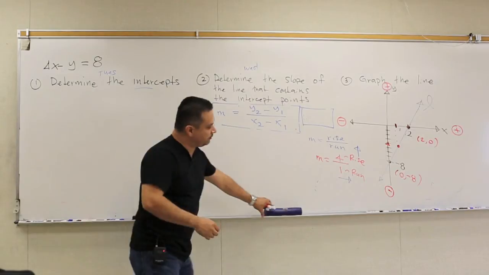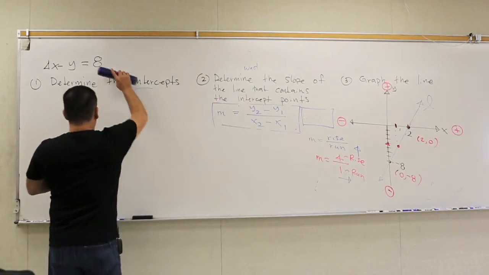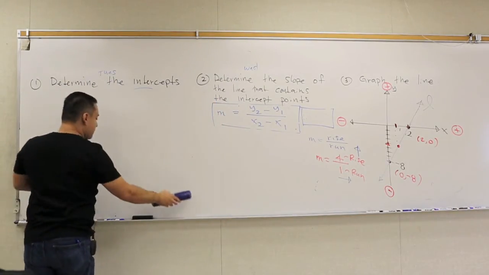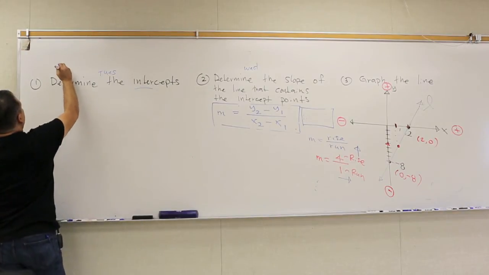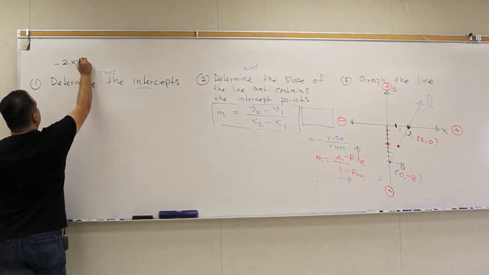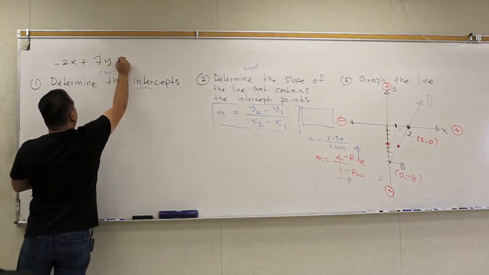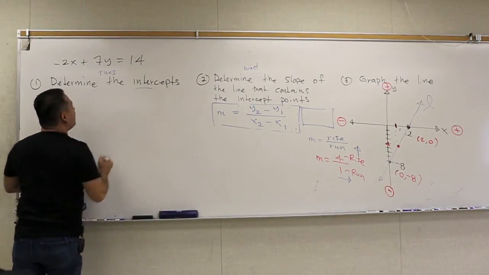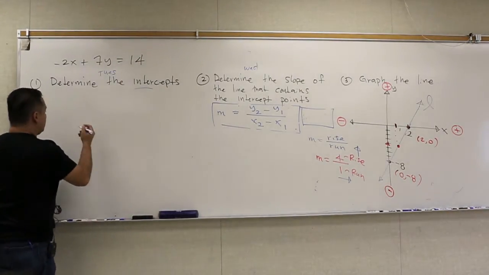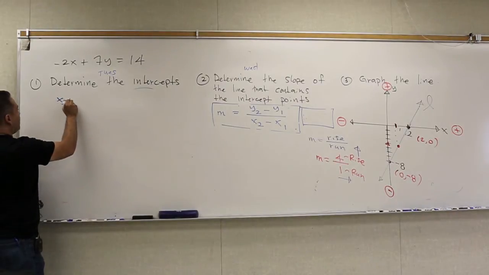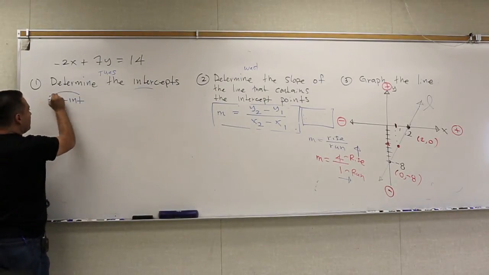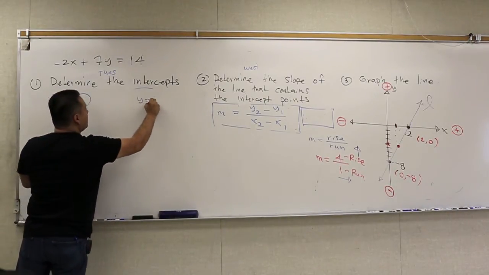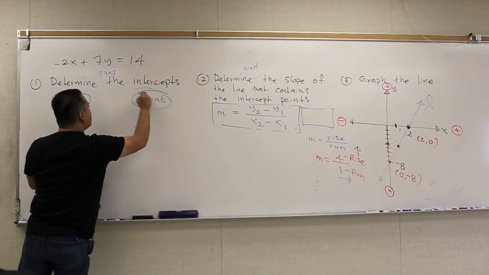Negative 2x plus 7y equals 14. We're going to follow the same exact process again. Got to find the x-intercepts, the y-intercepts.